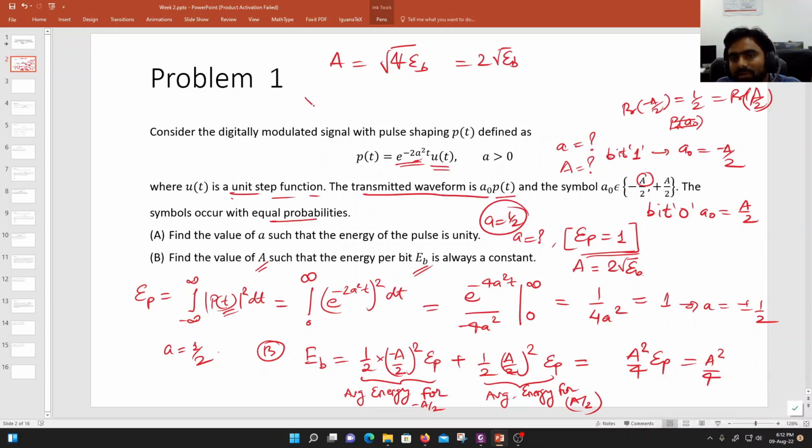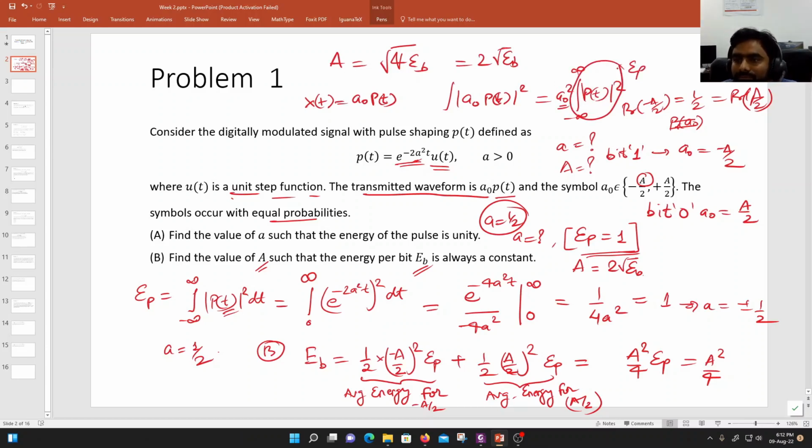Transmitted waveform XT would be A naught PT, and its value will be A naught square PT square mod. If you calculate the energy, it would be constant, then from minus infinity to infinity, it would be EP. Okay. Got it? Yes. Thank you.